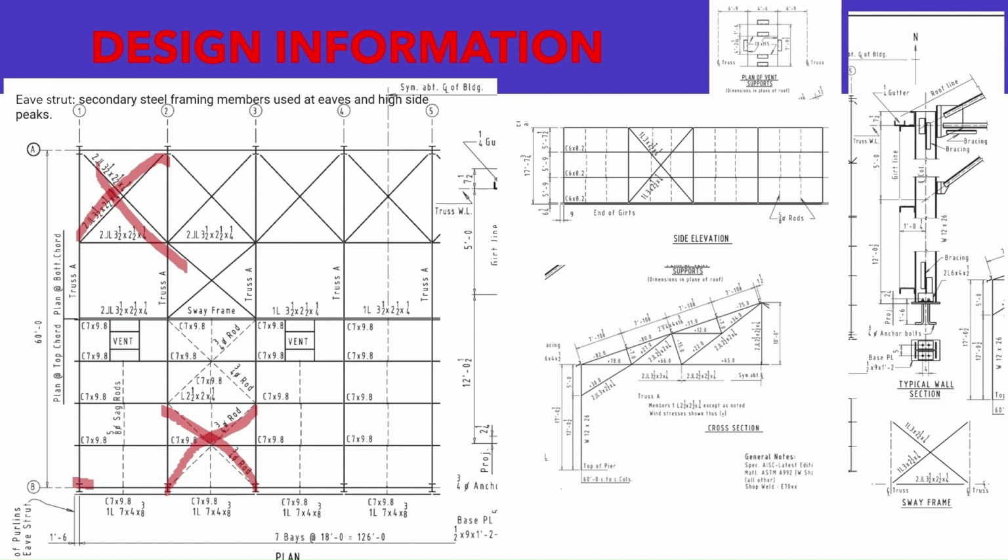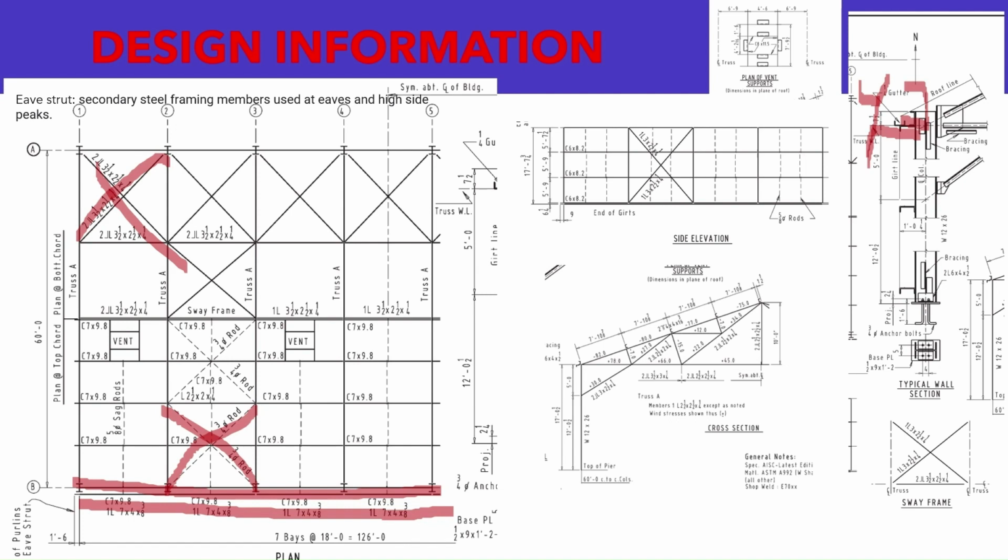So these are the eave purlins and on their side these are the eave struts. In the typical wall section, these channel sections are eave purlins and these angle sections are eave struts, and a gutter is provided to collect the rainwater.